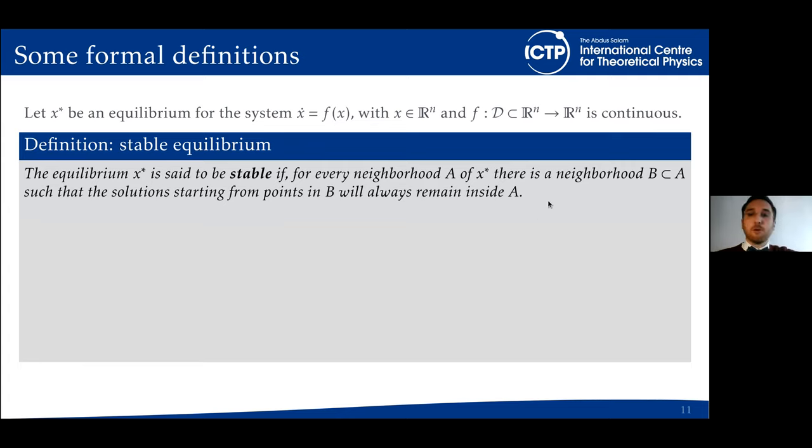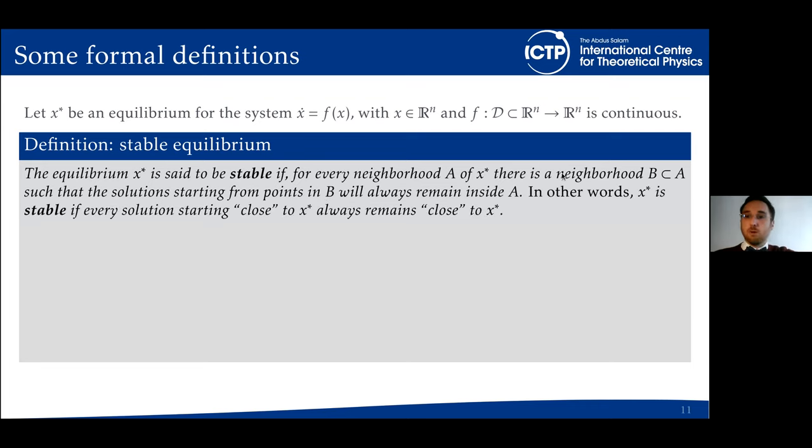Now, this is just the formal way to say what I told you before, which means that an equilibrium is stable if every solution starting close to it always remains close to it, where the notion of closeness in the language of mathematicians is given by the use of neighborhoods. So let me show you graphically, because I think it's easier to understand this way.